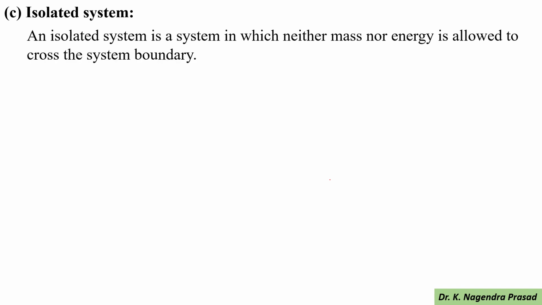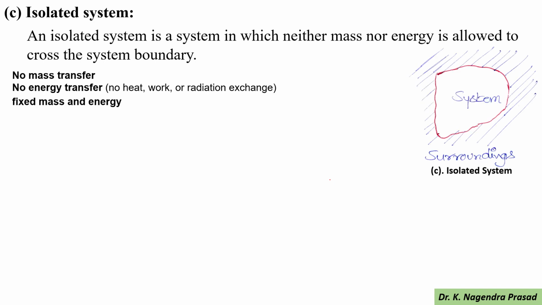Next we look at the isolated system. An isolated system is a system in which neither mass nor energy is allowed to cross the system boundary. So in the isolated system, there is no mass transfer, and moreover there is no energy transfer. It has a fixed mass and energy.